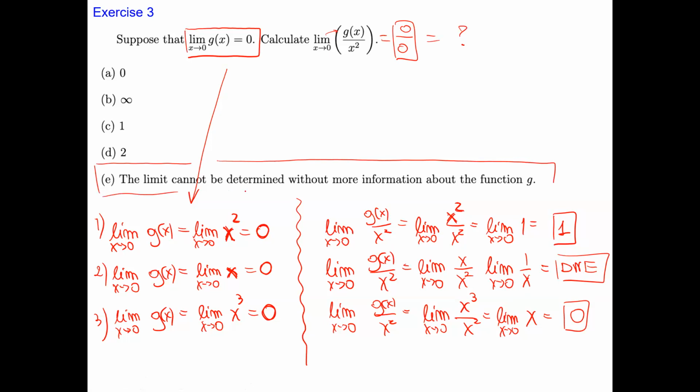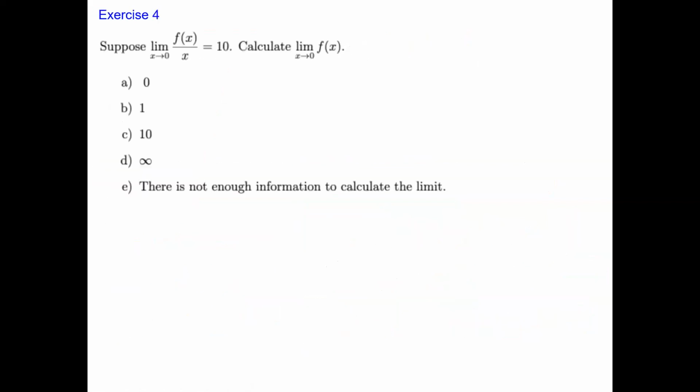That means the final answer is this one: we do not have enough information. I pretended the formulas of g of x, but we don't know. It could be anything. That's the reason we have to be really careful when we do direct substitution and get 0 over 0. It could be anything. We have to really investigate the formulas. Okay, answer E.